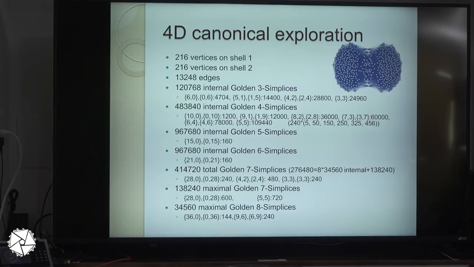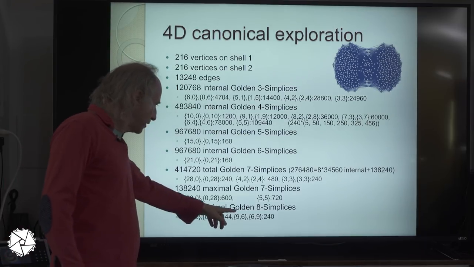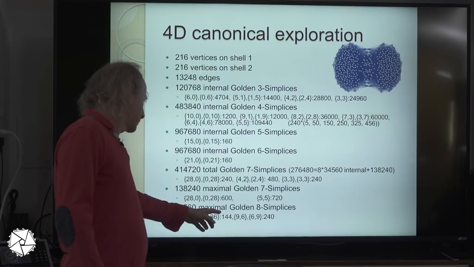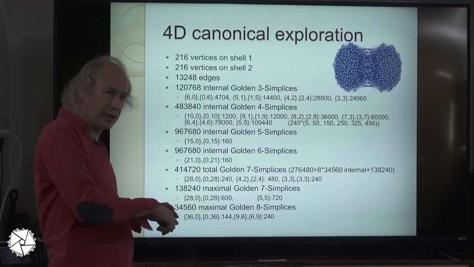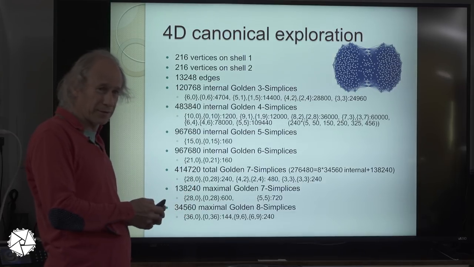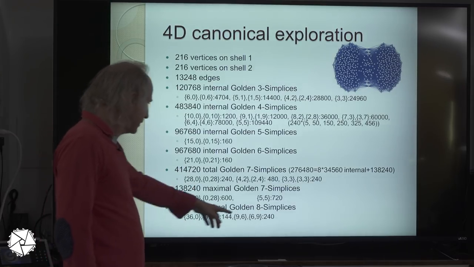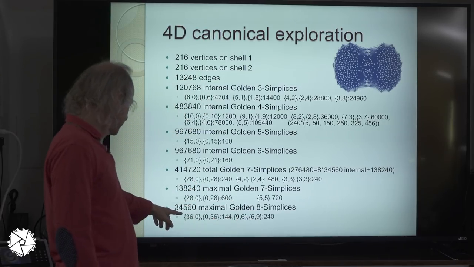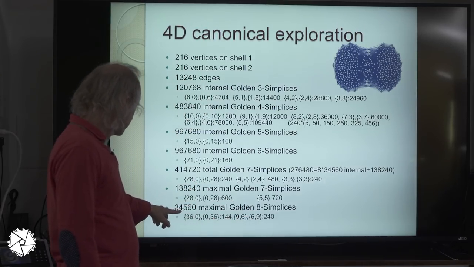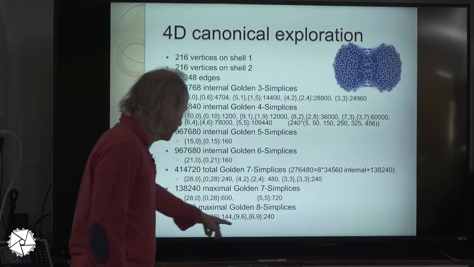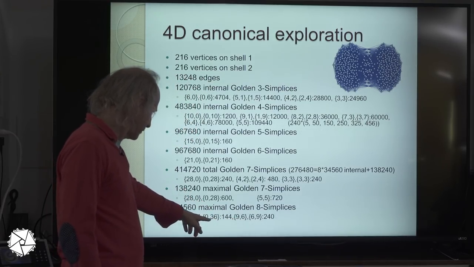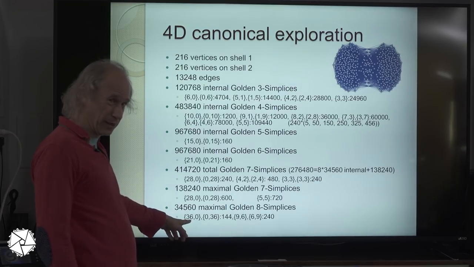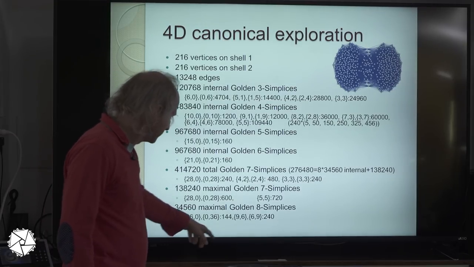And I have the result. I get some maximal golden 8 simplices. So it's maximal because they are simplices which are not part of a bigger simplex. So for the maximal 8 simplices, I can find something like 30,000 of them. And they are just of these two types, 36 and 36. So this one are regular simplices.